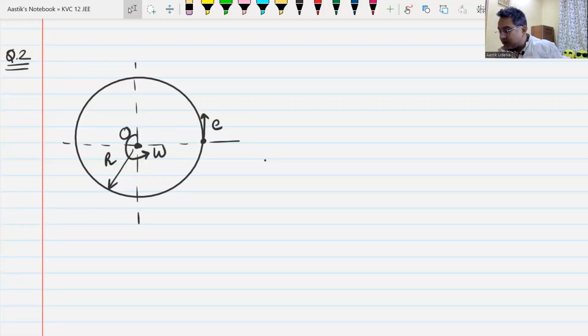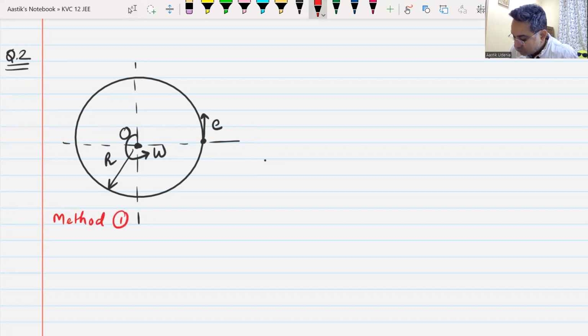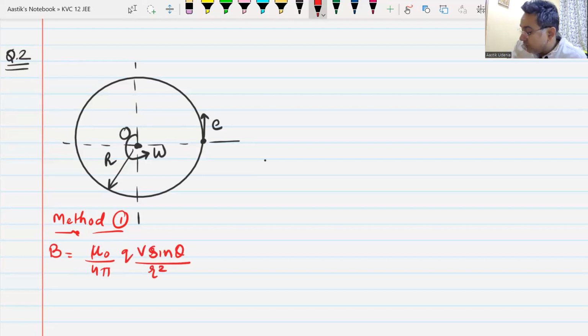So how are you going to solve it? There are two different ways in which I can solve this. Method number 1. Magnetic field can be given by this formula, mu naught by 4 pi QV sine theta by r square. You can just put this formula, get the answer, and stay happy.